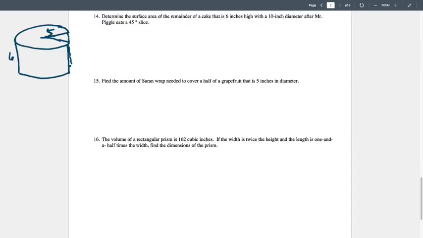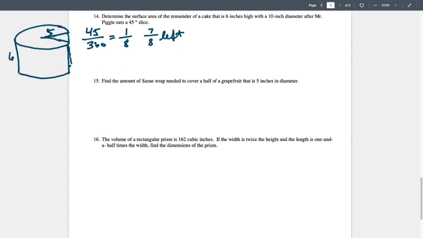Okay, on this one they're asking us to find the surface area of the remainder of the cake that is 6 inches high with a 10-inch diameter, so 5-inch radius, after Mr. Piggy eats a 45 degree slice. So 45 degrees has been taken out of that. 45 of the whole circle, so there's 360 degrees in a full circle. That's a 1/8. So they've taken out 1/8 of the circle, which means 7/8 is left.